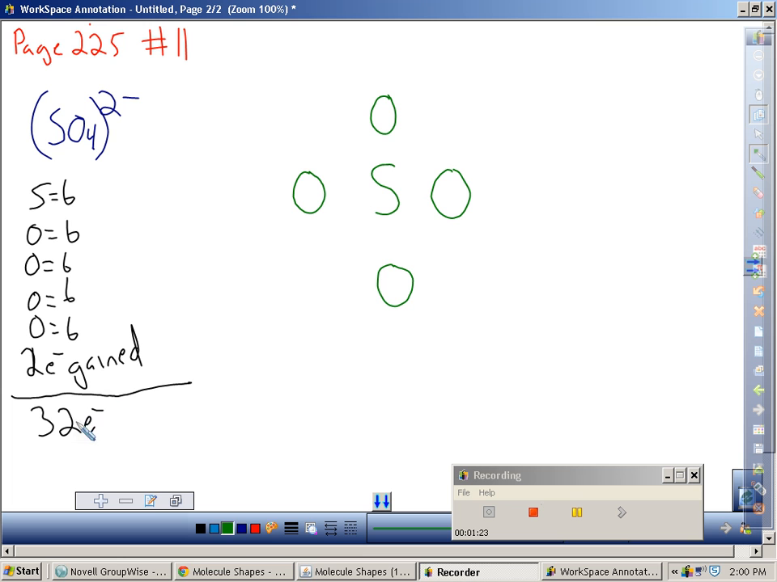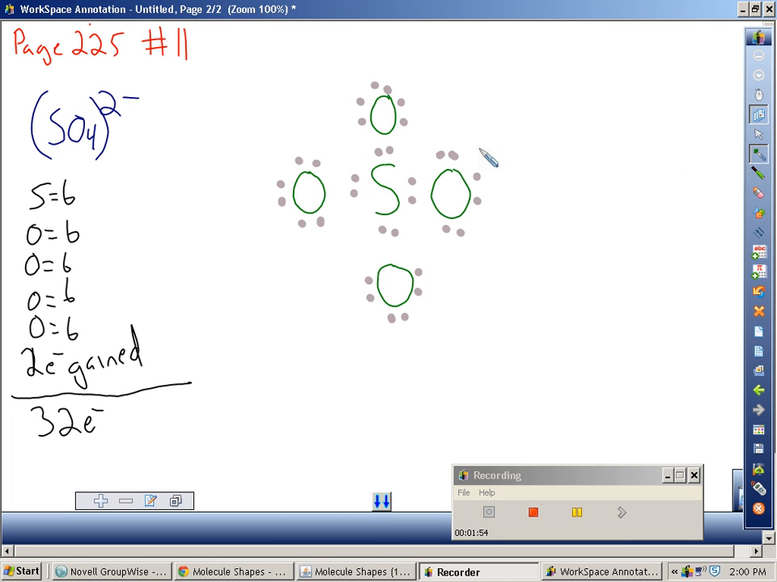And now I have my 32 electrons to distribute. So every atom wants an octet for the most part, so I'm just going to start giving out electrons, 8 per atom, 2 per side, until I distribute my 32 electrons. That's 32. And so this is my configuration, and I check and make sure everybody has their octet that wants an octet.